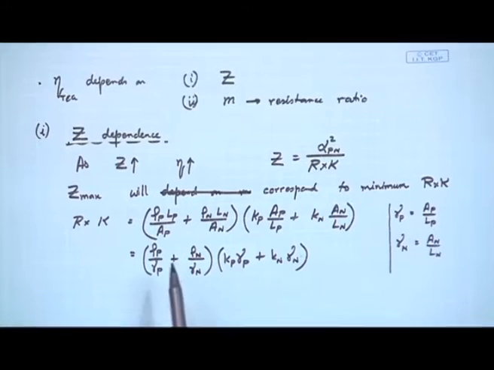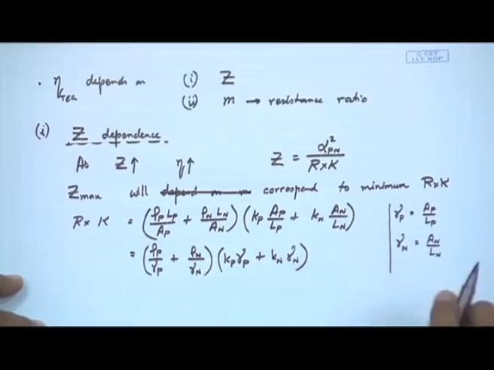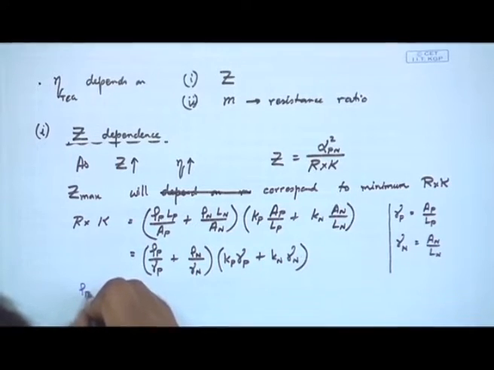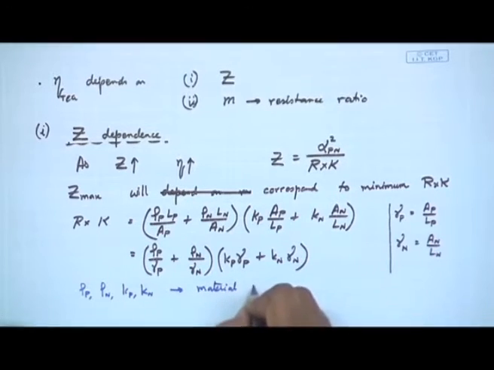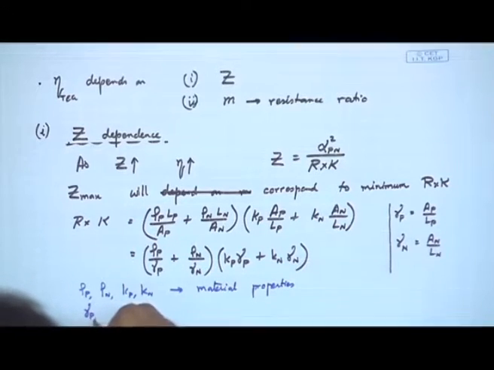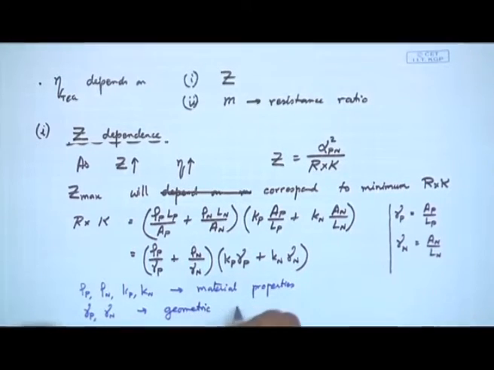Now see, for a given material, rho and K are fixed. So, I can write here with a different color that rho_p, rho_n, K_p, K_n, these are all material properties. On the other hand, gamma_p and gamma_n are geometric properties.